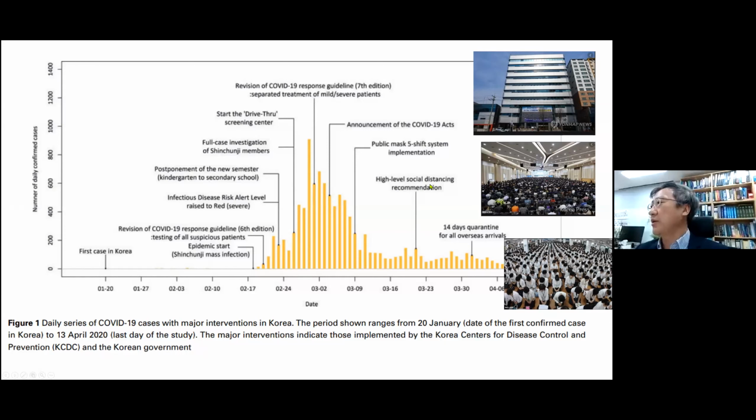Even now, the government announces the social distancing level up and down regularly, because if the social distancing is too strict, everybody gets tired. So there's no way to maintain that kind of strict measure forever. Sometimes they lower the policy, and sometimes the level goes up. So it's a regular change to make people less tired, I think.